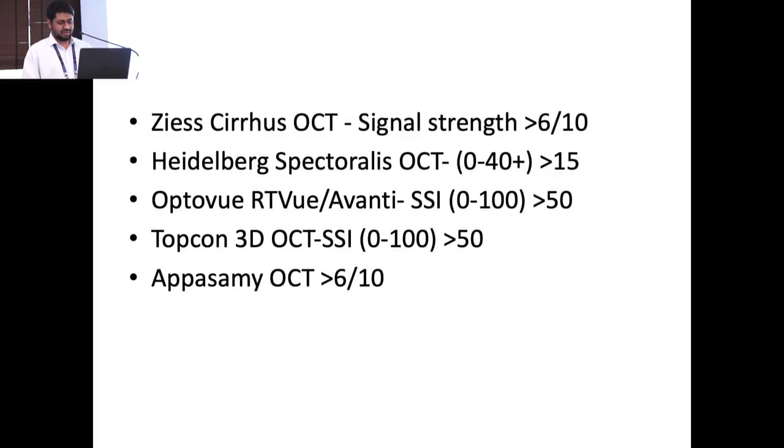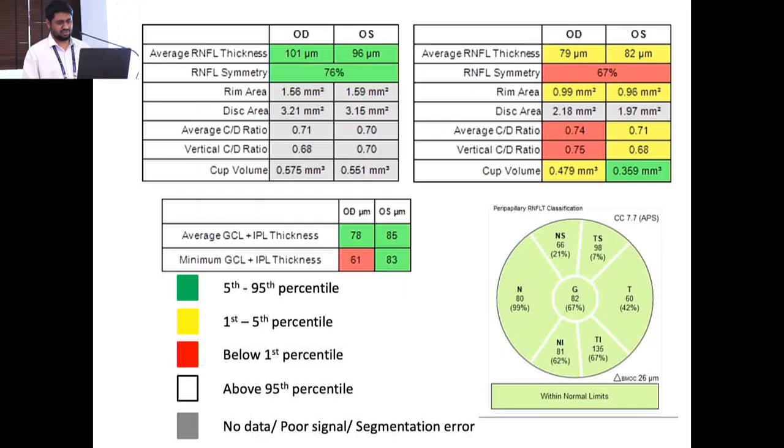And before interpreting an OCT, we should make sure that the signal strength is okay. Various machines have different signal strengths, but it should be in a good signal strength range. Only then can we diagnose or interpret an OCT.